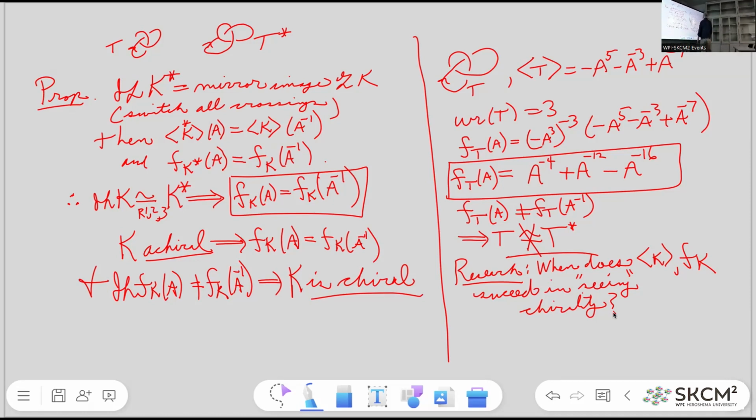So let's do another example. Let's do the figure 8 knot. Now, the figure 8 knot is achiral, so we should get a symmetrical polynomial. Here's the figure 8 knot. You've seen it before. And in fact, I wanted to use this opportunity to indicate a little bit of lore about the figure 8 knot in a different direction.